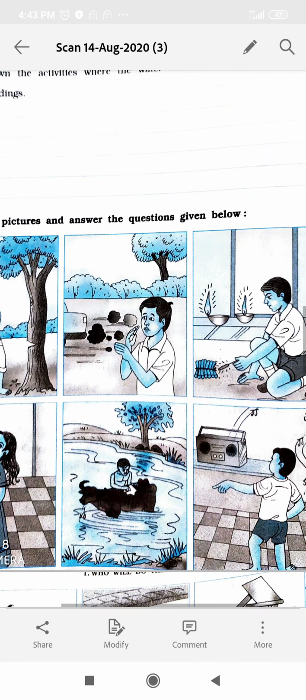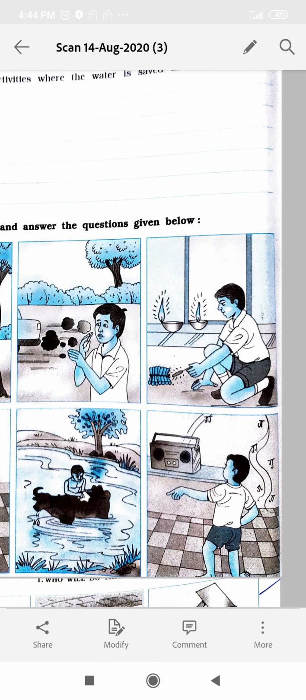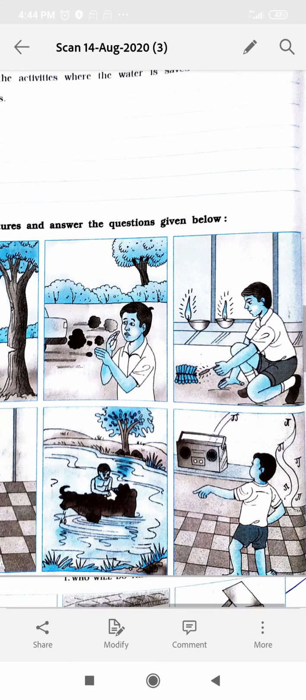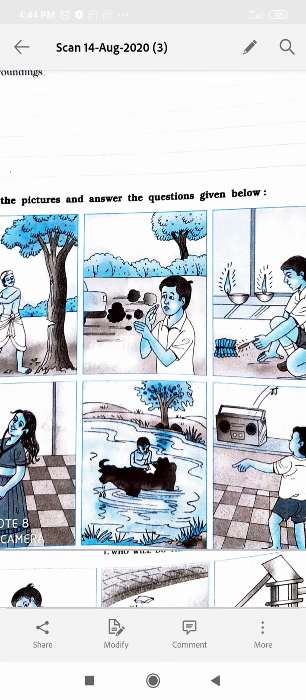In the second one, you can see the smoke coming out from the car and the boy is getting irritated from that. In the third picture, the boy is bursting firecrackers. In the fourth picture, the girl is listening to music by headphones. In the next picture, the fifth picture, the man is bathing the domestic animal in the pond.